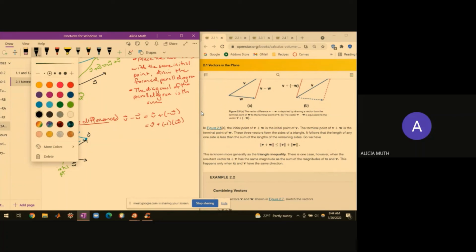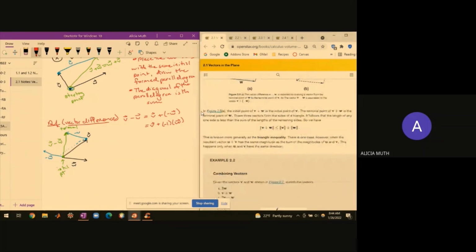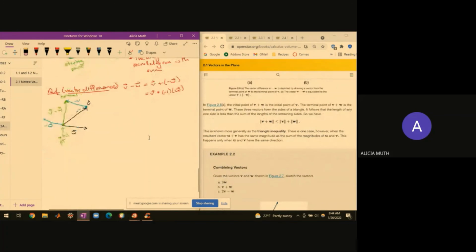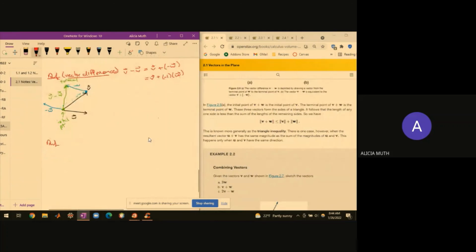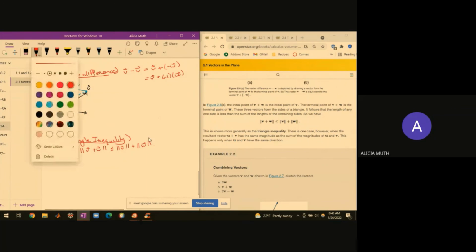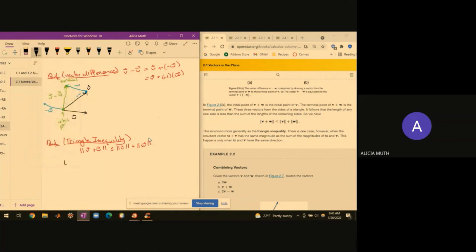So now we have another rule, the triangle inequality. Right, and so this says the magnitude of v plus w is less than or equal to the magnitude of v plus the magnitude of w. There is one case, however, when they are the same, and that only happens when they have the same direction. So just kind of a note.